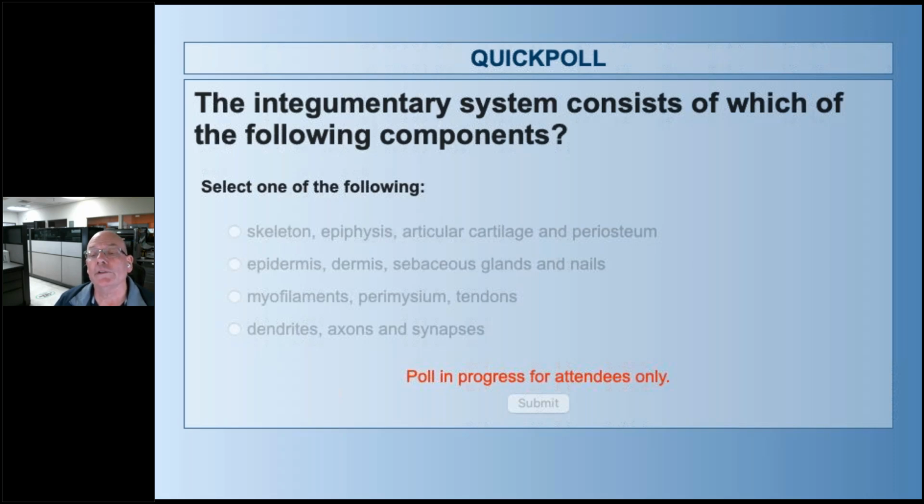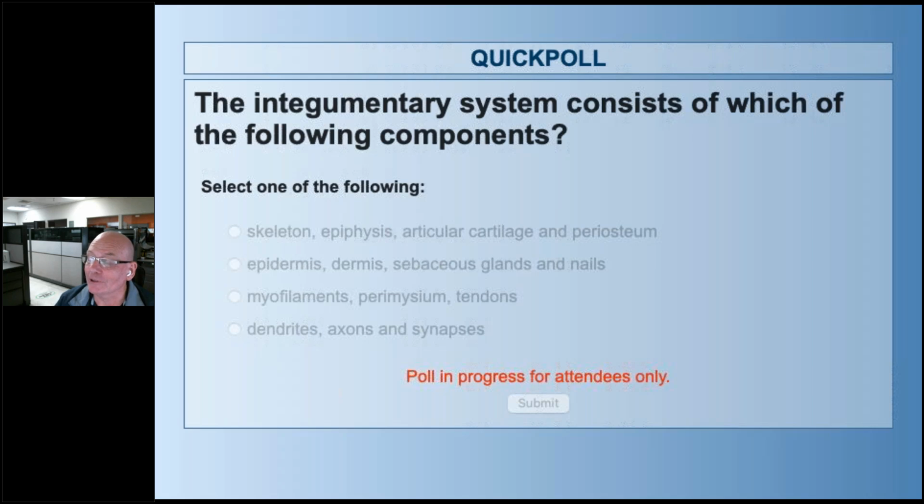Nailed it. Myofilaments, paramecium, tendons, and dendrites, axons, and synapses. I'm glad you got my joke too.